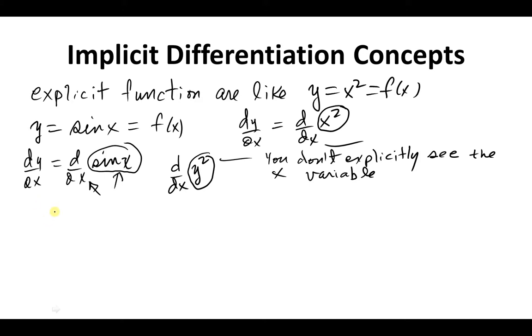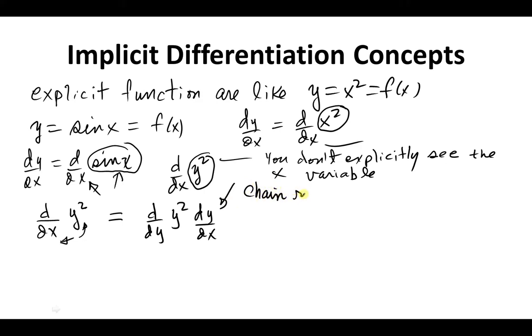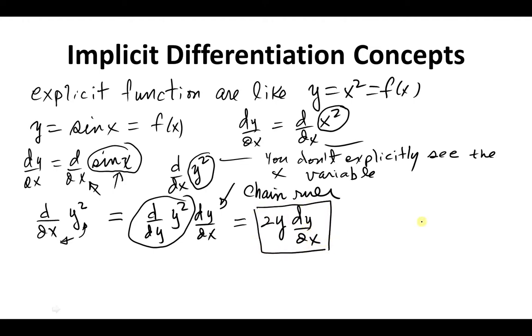So one of the first things we're going to do here is caution you: if the variables don't agree, you want to do this. You take d dy of y squared and then multiply by dy dx, which is a chain rule. So if we see y squared, we take the derivative with respect to y, which is 2y, and then multiply by dy dx, and in this particular case, that's as far as you can go.